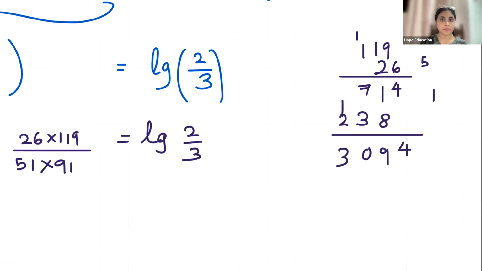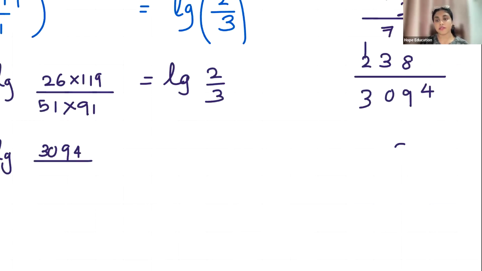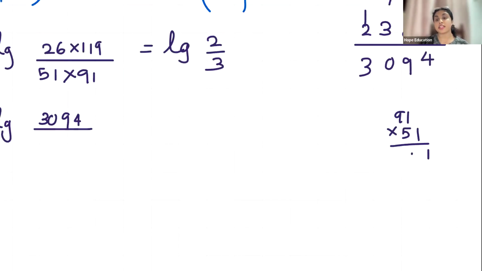That will be divided. It's hard for us to cancel, but we can simplify and finally get the answer. 91, 51: 1 times 1 is 1, 1 times 9 is 9, 5 times 1 is 5, 5 times 9 is 45, 1, 14, 6 and 4. Yeah.